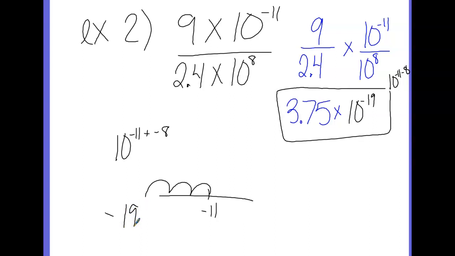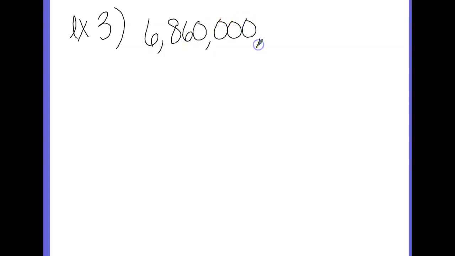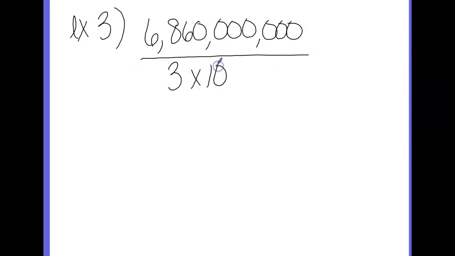Ready? Last example, it's going to be a little more steps. This time you have, let's see how to say this correctly, 6,860,000,000 divided by 3 times 10 to the 8th.